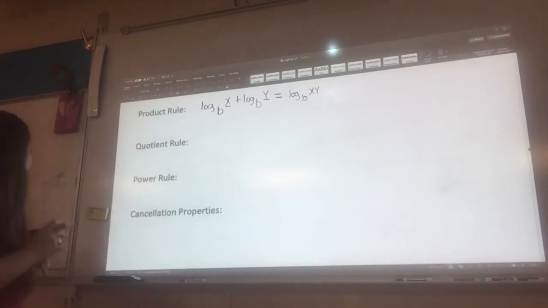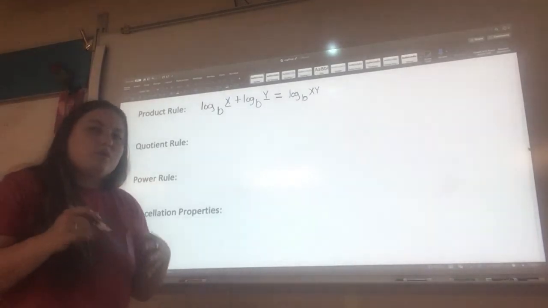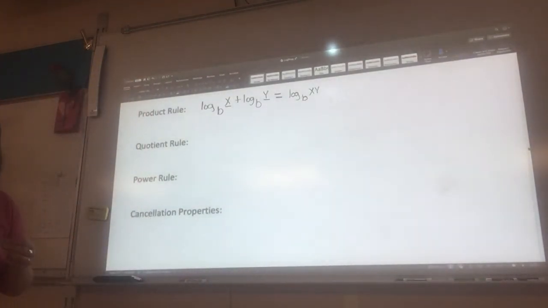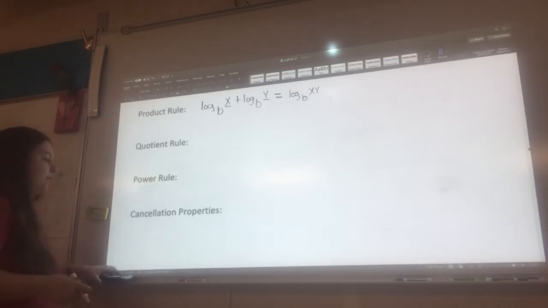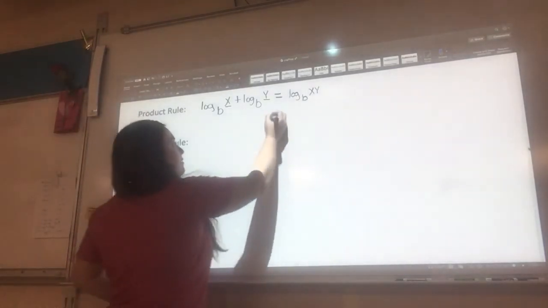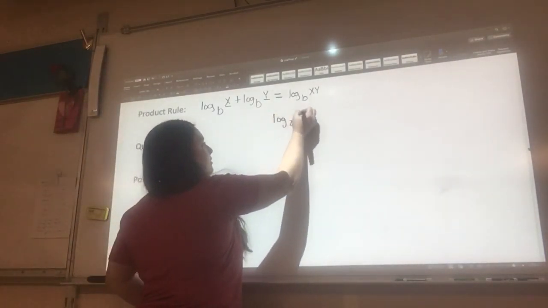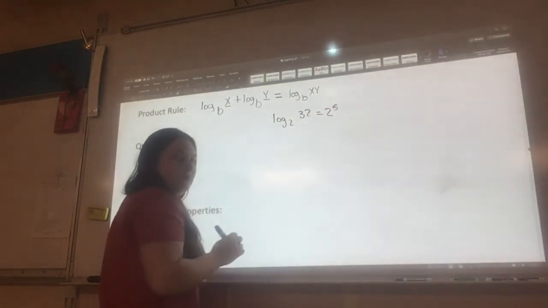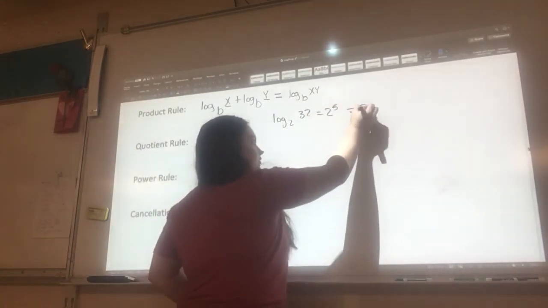So if you remember from our previous one, if you would have done the first one of log base 2 of 8 plus log base 2 of 4, you would have taken 8 times 4, and you would have gotten 32. So we would have had log base 2 of 32. Isn't that the same thing as 2 to the 5th? And our answer was 5.